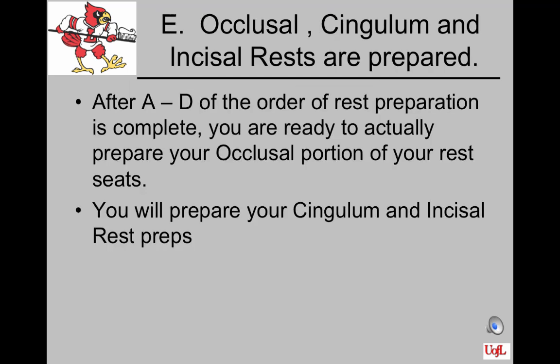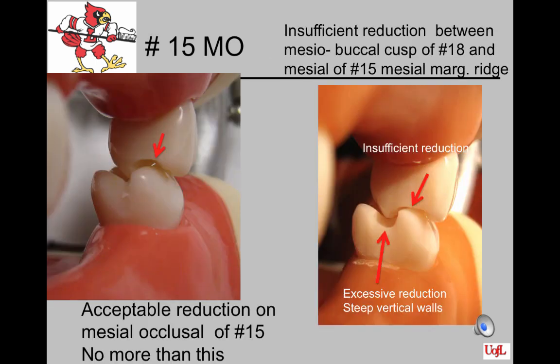After A through D are complete in the order of rest preparation, you're now ready to actually prepare the occlusal portion of your rest seats, to prepare the cingulum rest and the incisal rest. We're now ready to prepare the occlusal rest. First of all, the marginal ridge is reduced approximately 1.5 millimeters to allow for sufficient room for metal to be placed that will have strength necessary to take the forces of the RPD on occlusion.